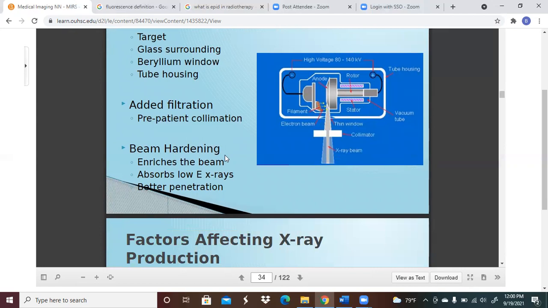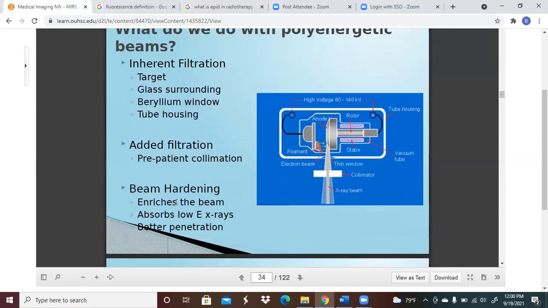The beam hardening here that you get with the filtration enriches the beam. It absorbs the low energy X-rays and allows for better penetration. You don't want the low energy X-rays going all over the place. You don't want them going to the patient because it's not going to do you any good. All you're doing is increasing the risk of having something go bad, cancer develop or other things like that. You don't want that. You also don't want exposure to people operating the equipment. So that's why you're doing it. As you're filtering those out, you're also allowing this beam to become stronger and to be able to penetrate the patient to the degree that you're hoping for here.